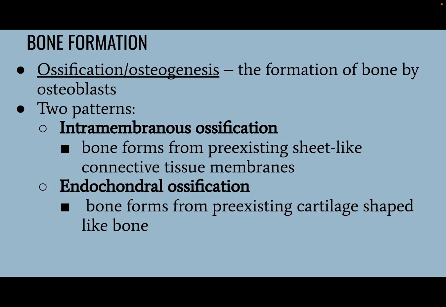So bone formation is called ossification or osteogenesis, the formation of bone by osteoblasts. Remember, blasts are bone-building cells. So there's two ways that we form bones. One is intramembranous ossification, where bones are going to form within these sheet-like connective tissue membranes. And then endochondral ossification is when I basically have a piece of cartilage that's shaped like a bone, and that's going to turn into bone through time.